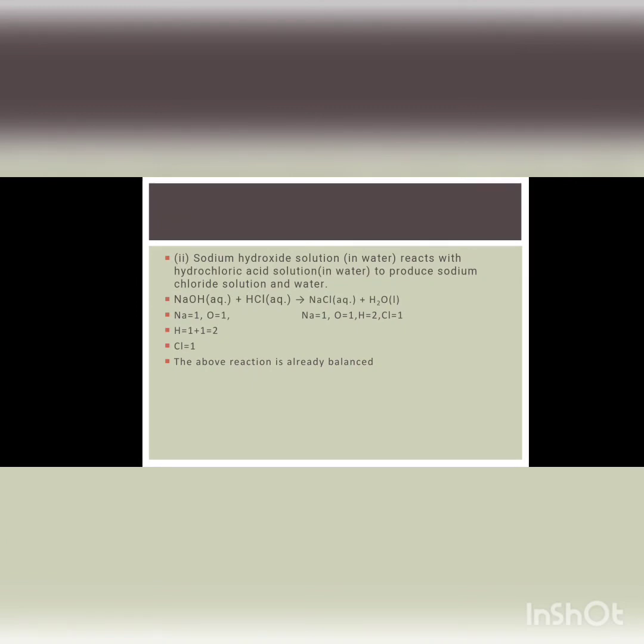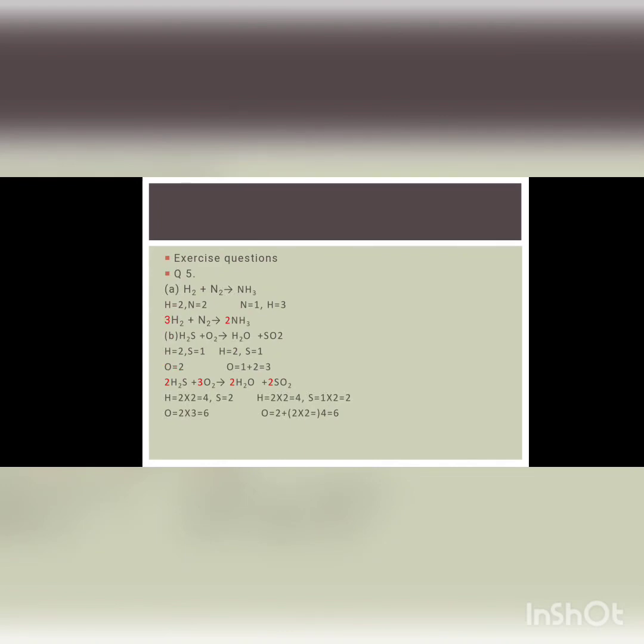Sodium hydroxide solution reacts with hydrochloric acid forming sodium chloride and H2O. We can see that number of sodium, oxygen, hydrogen, chlorine on both the sides are equal, hence the equation is balanced. Exercise question, where we have to write H2 combining with N2 forming NH3, that is ammonia.